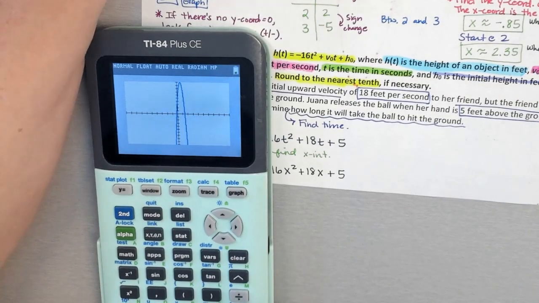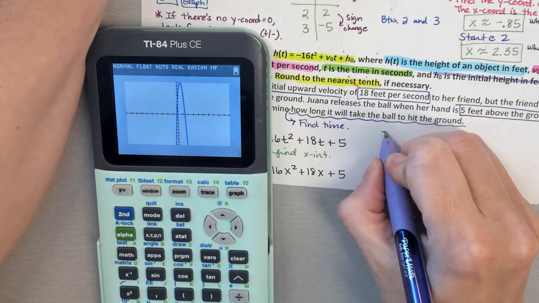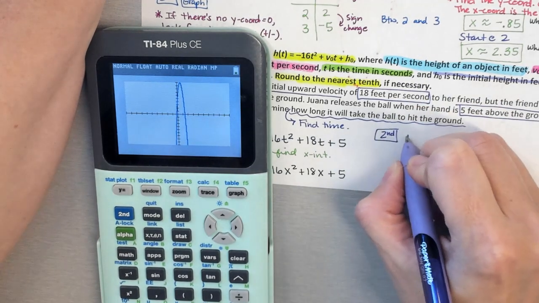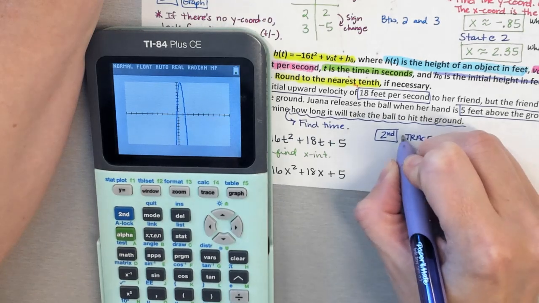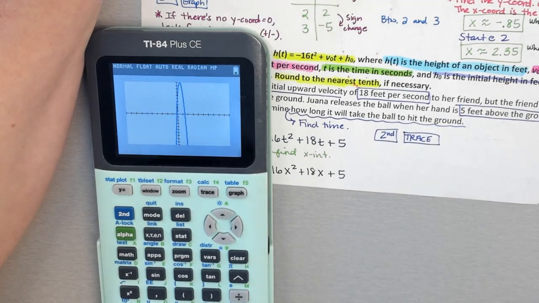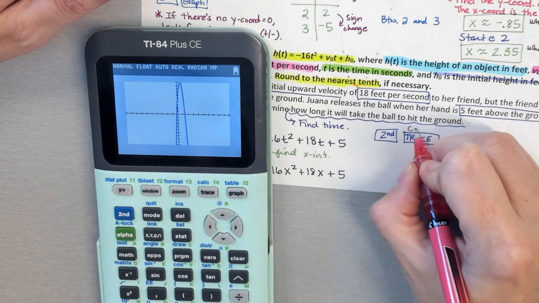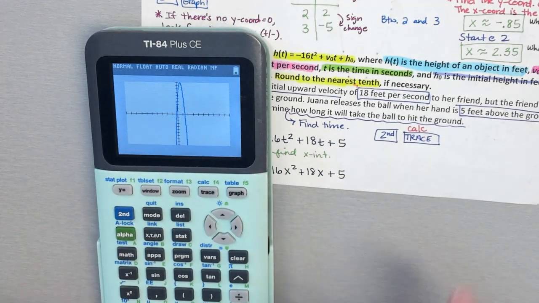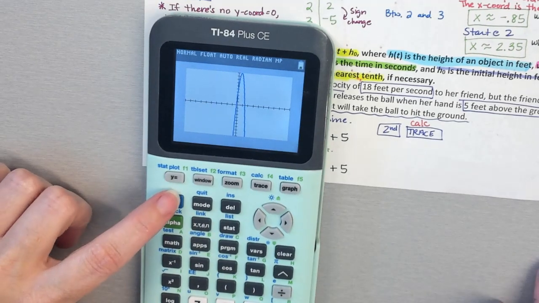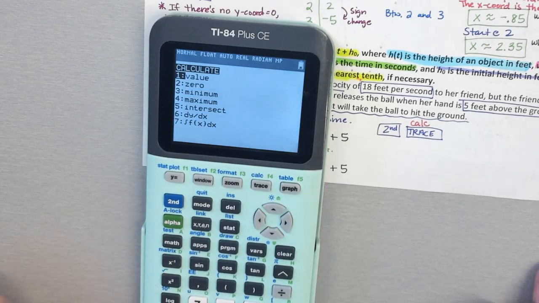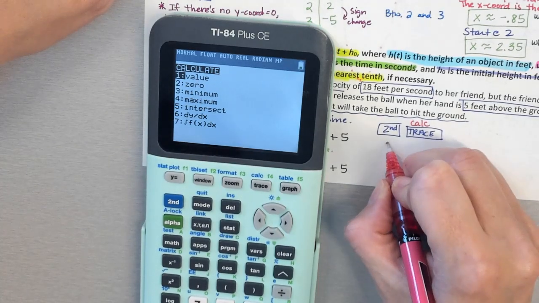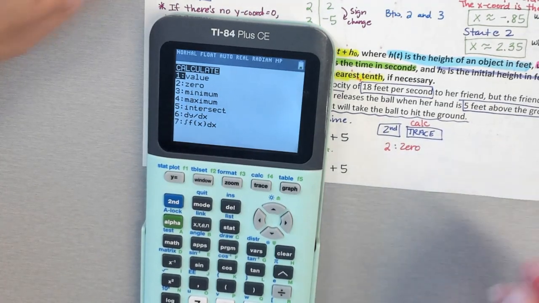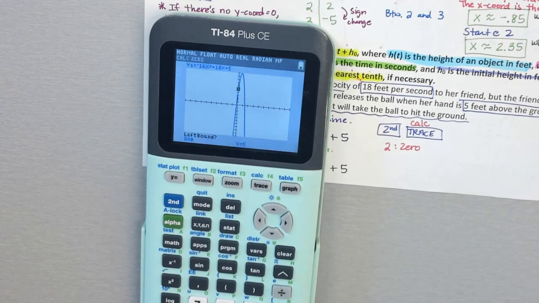The special feature that we're going to use is found by going to second and then the trace button, which should be familiar because that is where we use the intersect. Okay, above it says calc. So when you go to second calc, the second one there is 0. So we're just going to hit 2. Okay, and then you can see there's a blinking cursor, and then it's asking you for left bound. So we're going to write this down, and then we're going to do it together.